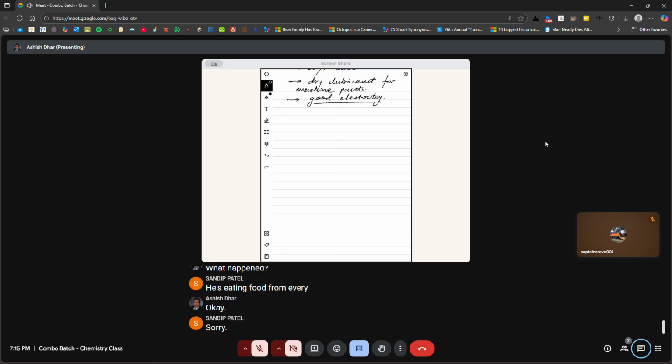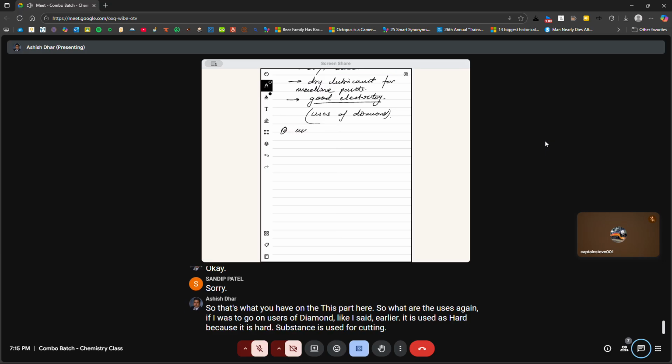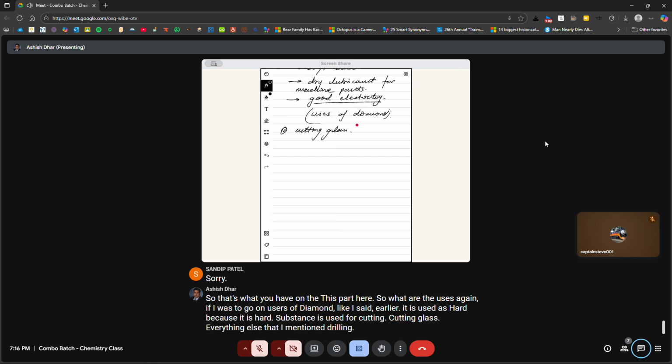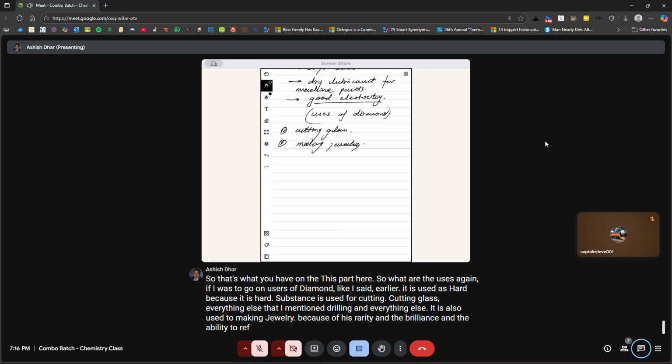Okay. Sorry. So that's what you have on this part here. So what are the uses? Again, if I was to go on uses of diamond, like I said earlier, because it is a hard substance, it is used for cutting glass, drilling and everything else that I mentioned. It is also used for making jewelry because of its rarity and the brilliance and the ability to reflect light.